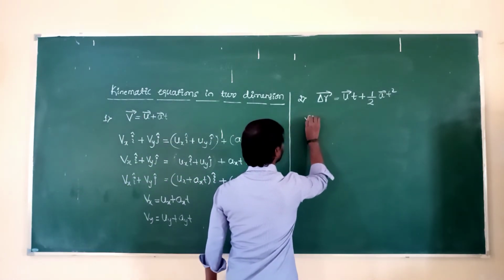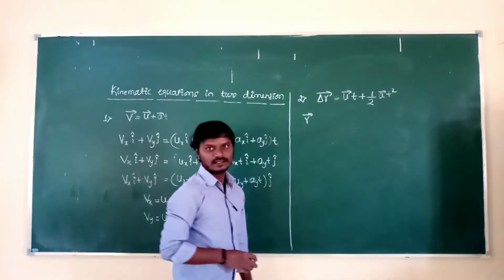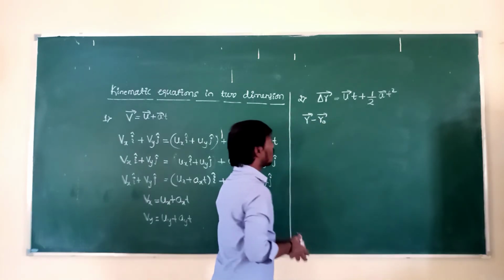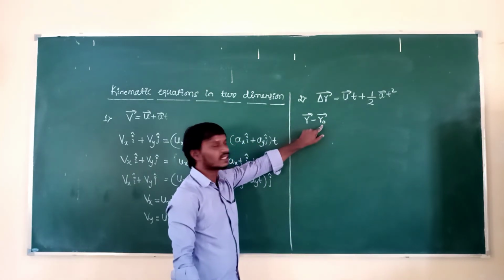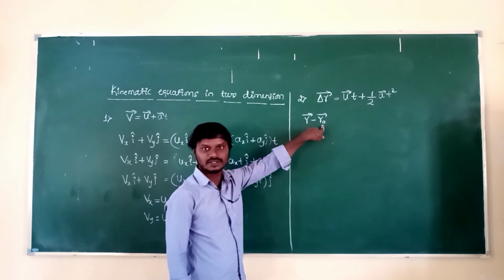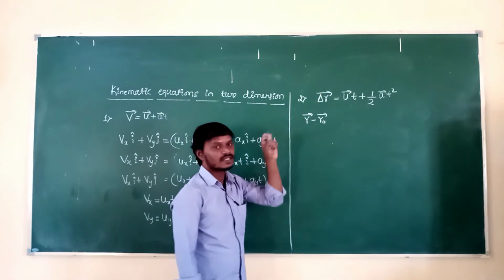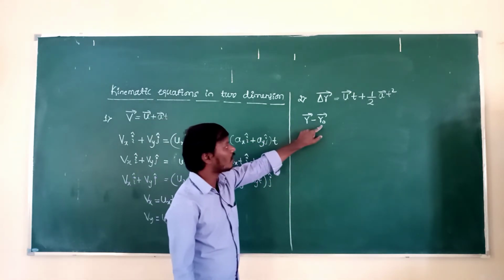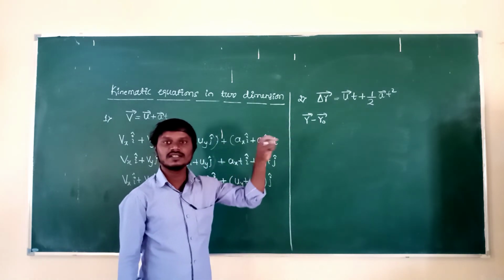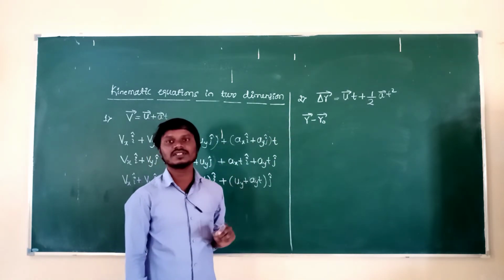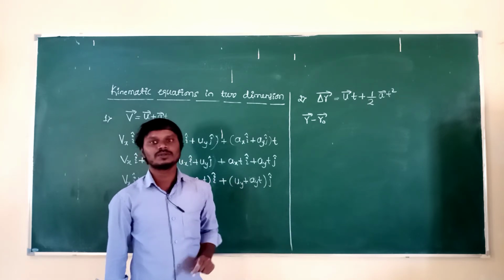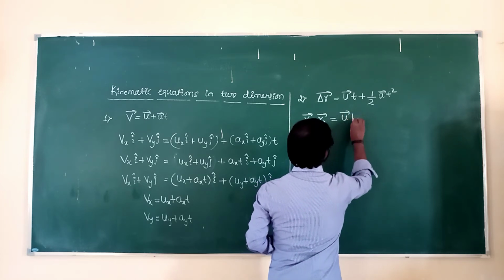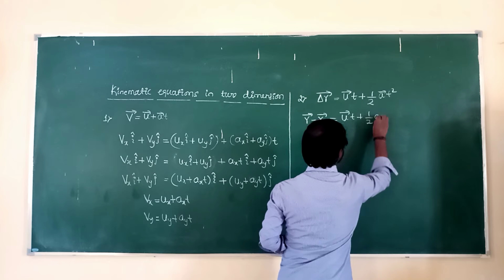So I will take the final position vector as r and initial position vector as r naught. So r naught is the position vector of the particle at the time 0. Then r is nothing but the position vector of the particle at the time t. Here the position vector is changed from r naught to r because the particle is moving in a plane. Plane means 2 dimension. Then r minus r naught is equal to u into t plus 1 by 2 a t square.